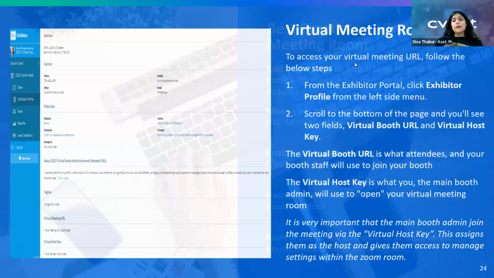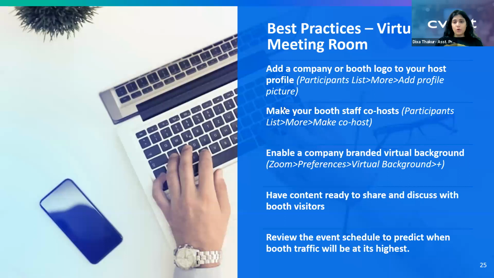Now we'll go ahead and talk about some of the best practices that you can follow when you are in a virtual meeting room, some of which we have already discussed. We'll reiterate everything. Add a company or booth logo that enhances attendee interaction. Make your booth staff a co-host. That helps you a lot in mitigating any last-minute risk. Enable a company-branded virtual background.